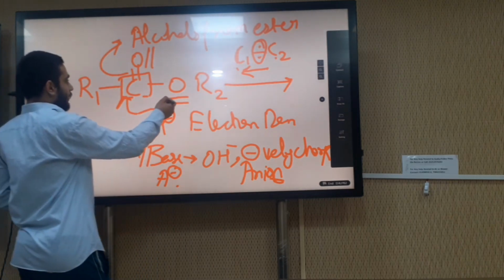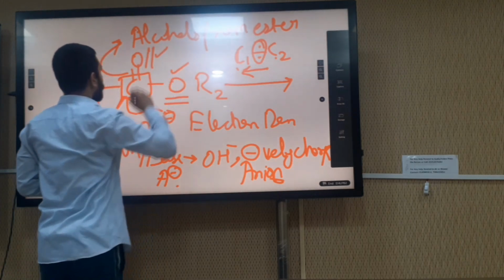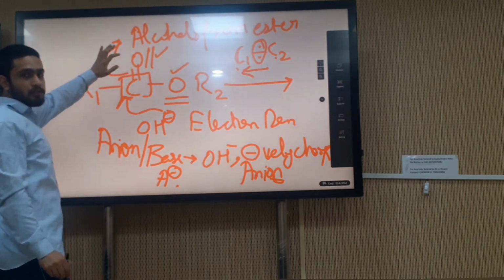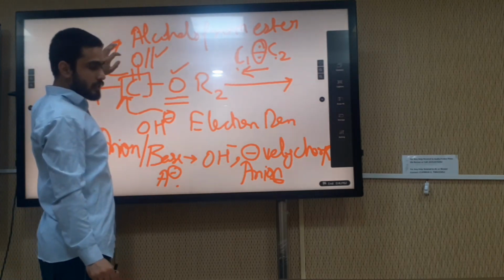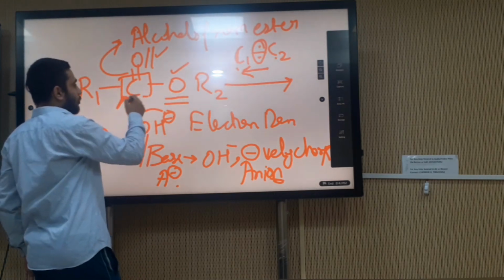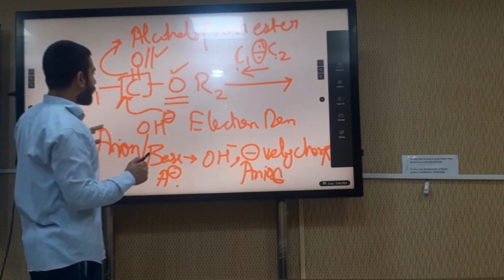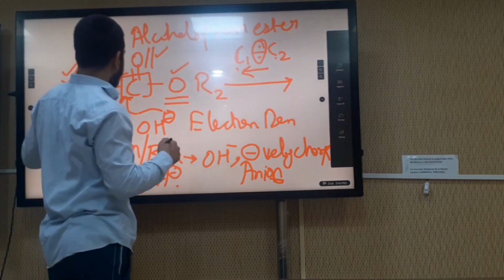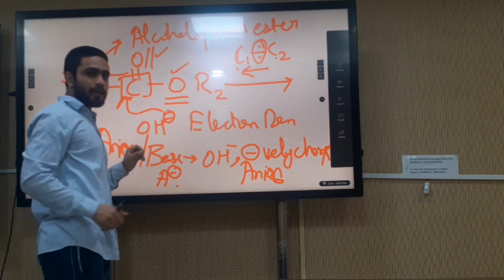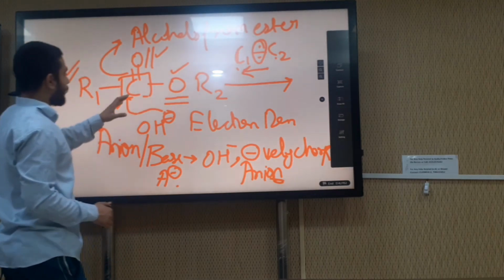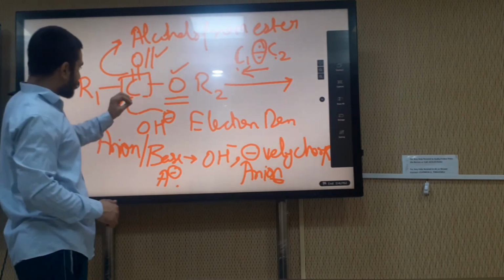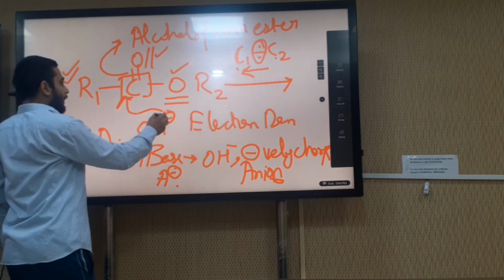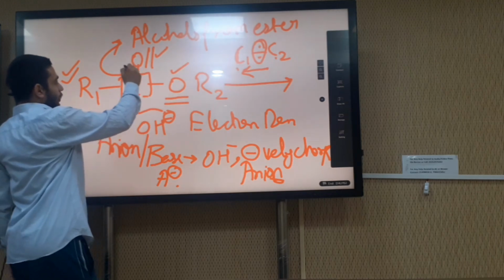Here, the two O atoms which are connected are doing this. This O is taking the electron density from this carbon atom, and this O is also taking electron density from here. So this carbon is very electropositive. When OH minus approaches the ester, it is attracted toward the most electropositive atom, which here is this C atom, and it will attack there. When it attacks this carbon atom, the pi bond will be broken.